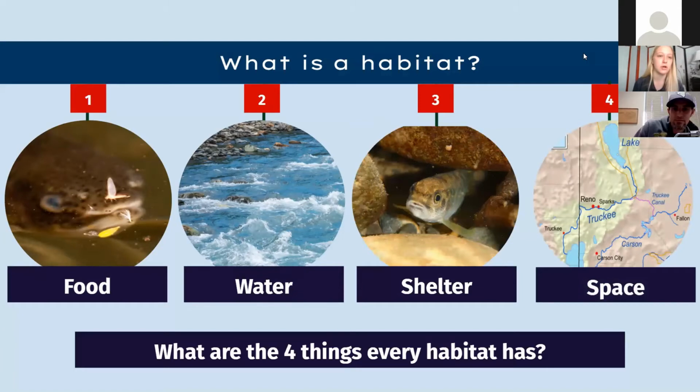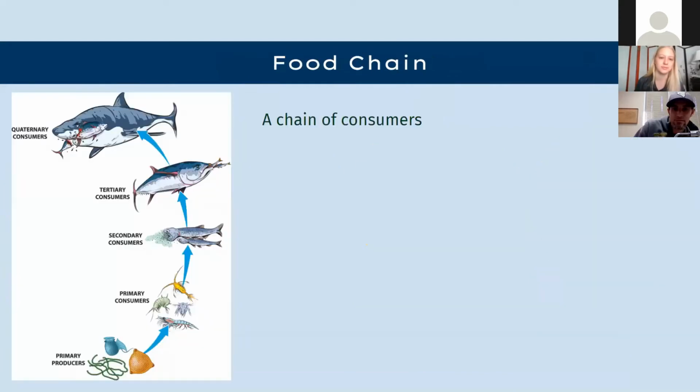So for our rainbow trout, our food is going to be a whole bunch of things we'll go over later. The water needs to be cold, clear, and clean. Shelter could be rocks and plants found in the river, and space is going to be the Truckee River, going from Pyramid to Tahoe.